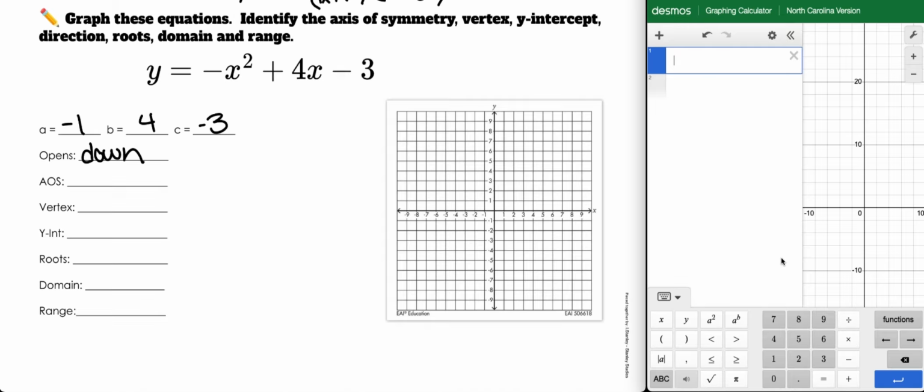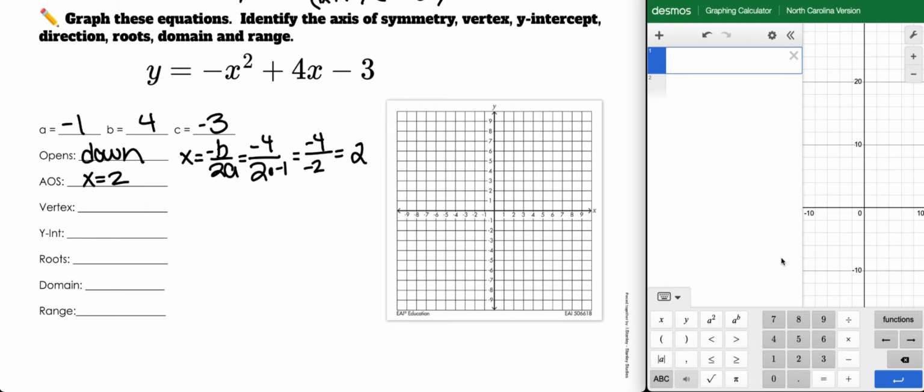Axis of symmetry. So to find the axis of symmetry, we do x equals -b over 2a. Now our b value is a +4. Negative is already there, so we just put the 4 beside it. Divided by 2 times our a value, which is -1. That'll give us a -4 at the top, and that's going to be 2 times -1, which is -2. Now 4 divided by 2 is 2, and then a negative divided by a negative is a positive, so we get a +2. So that means our axis of symmetry is x equals 2.